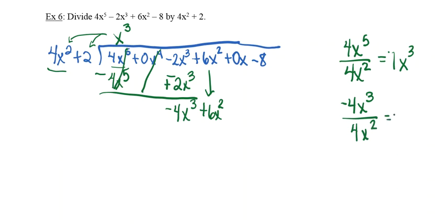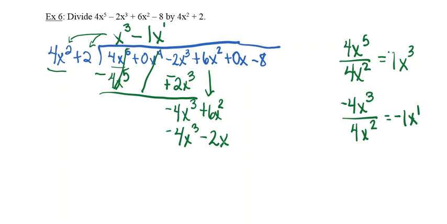Negative 4 divided by negative 4 is negative 1. I'm going to divide x to the third by x to the second, so 3 minus 2 is x to the first. That's my next term on top. Negative 1x times 4x squared is negative 4x cubed. Negative 1x times 2, 2 times negative 1 is negative 2, and it'd be x.